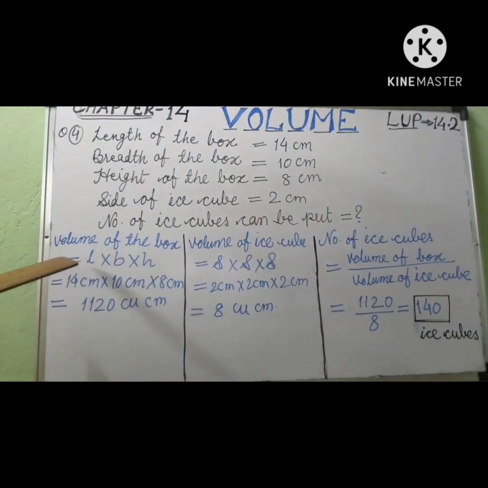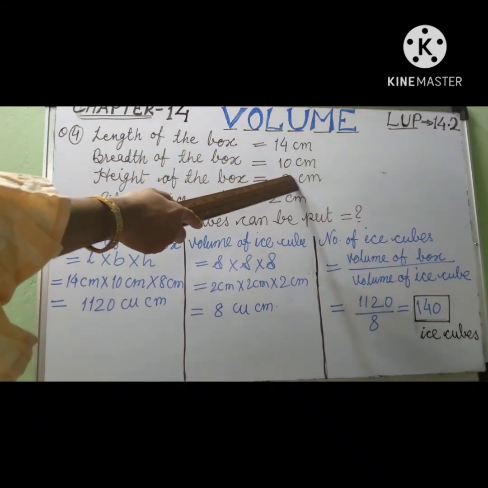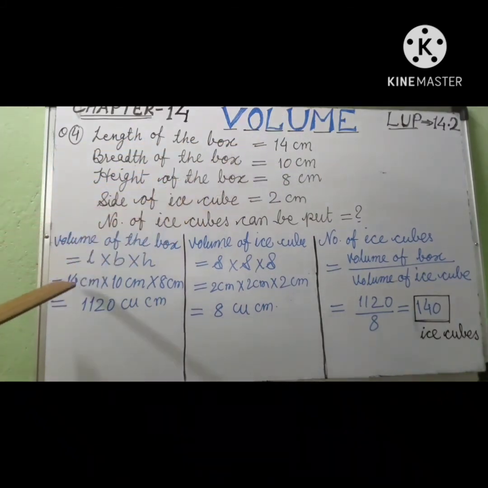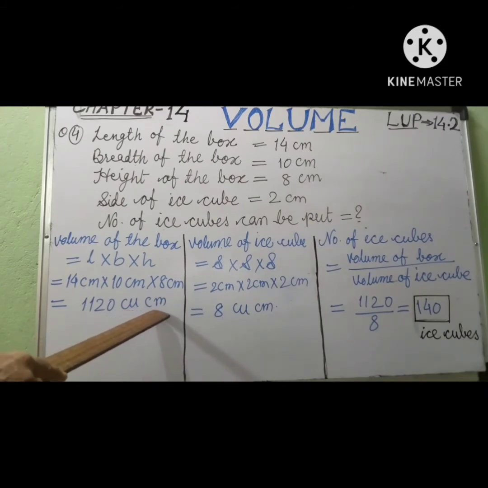So let's find the volume of the box first. Length, breadth and height are given, and all three dimensions are different, so we can apply the formula of volume of cuboid, that is length into breadth into height. So let's multiply 14 centimeter into 10 centimeter into 8 centimeter, and the answer is 1120 cubic centimeter. Here all the dimensions are given in centimeter, so no need to convert. We just multiply and find the volume, and the unit is cubic centimeter.